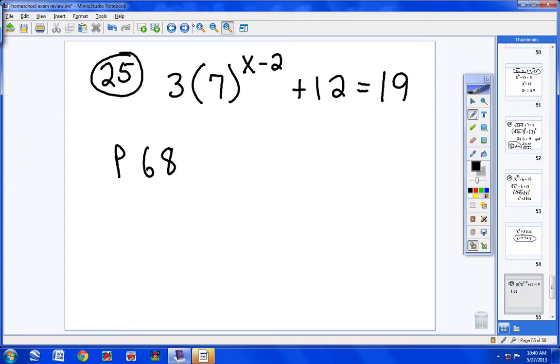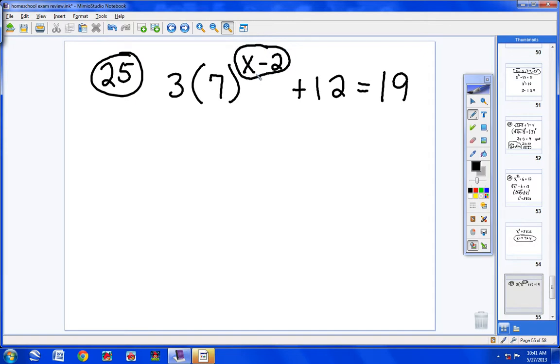Next problem. Now here's where the rubber meets the road. Now we're getting into exponential equations. If you look on page 68, you'll see some steps. Now watch carefully what I do. Here's my unknown. I'm going to circle it for you.